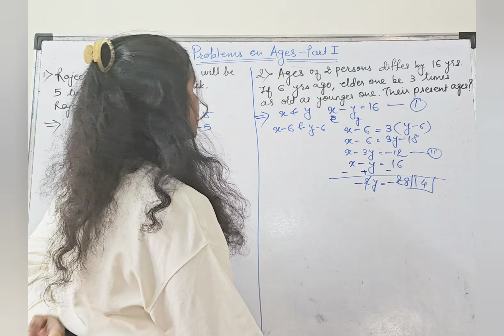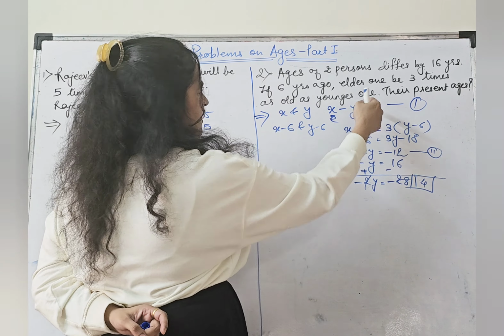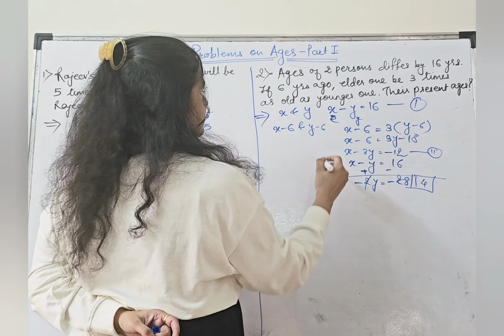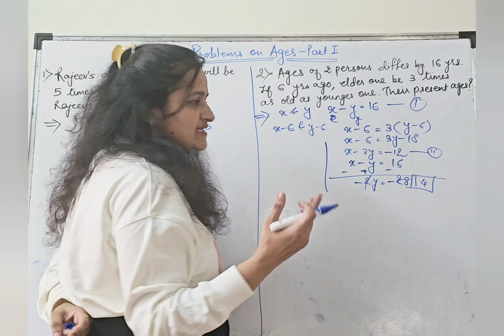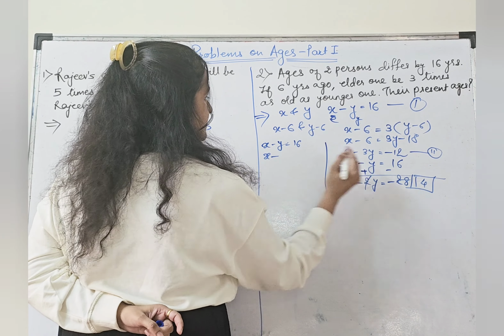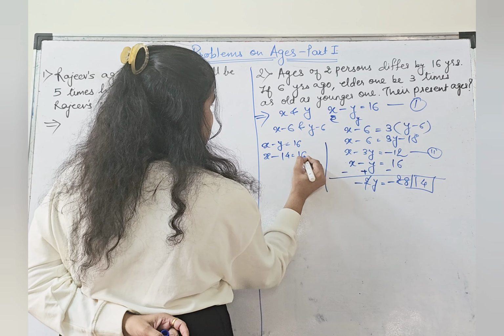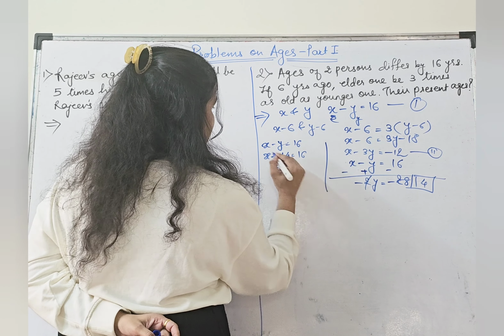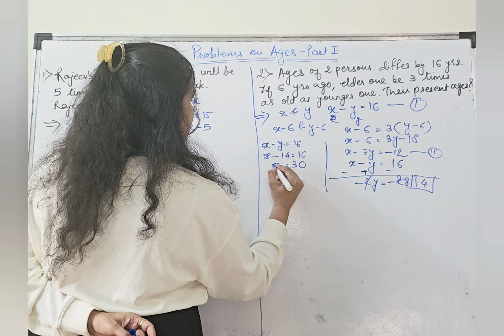You got the age of y. Y is 14. Okay. Now what's the age of x? Put it in any equation 1 or 2. Right. So let me put it in 1. 1 seems easier. That's why. So x minus y equals to 16. So x minus this 14 equals to 16. So x equals to, take this minus 14 here. So it is going to be 30.